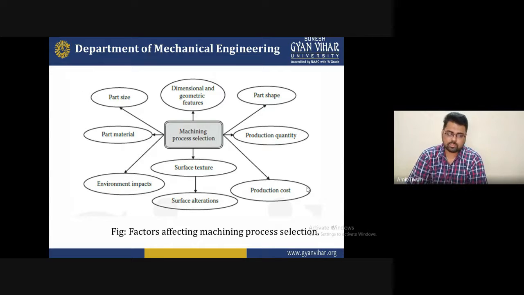And the last is the production cost. Production cost is the most important nowadays, because a large variety of products are manufactured in daily life. But the production cost is most important, because you must keep in mind that if you increase the cost too much, then after selling the product, there is a chance that a minimum number of customers will purchase the product manufactured by you.